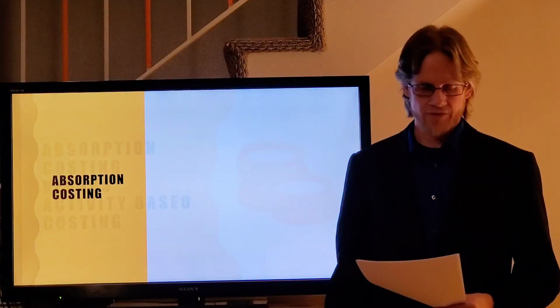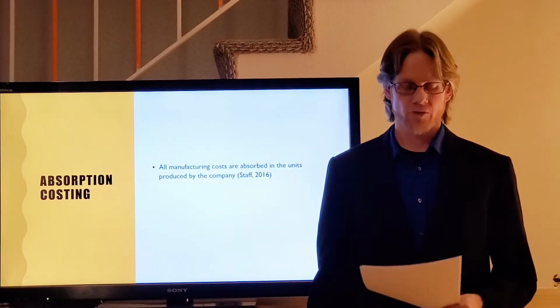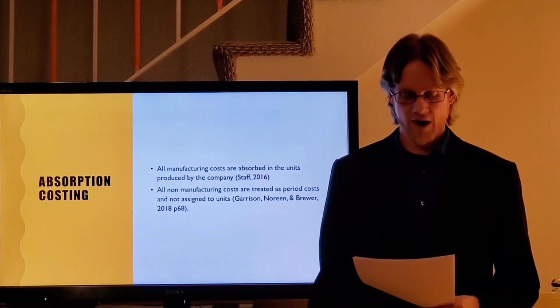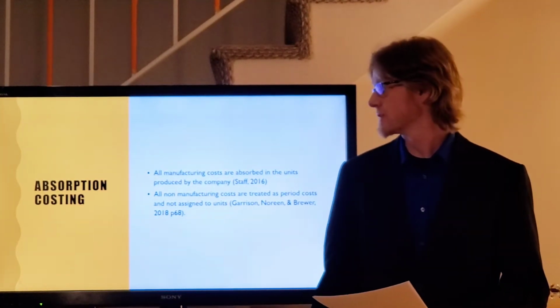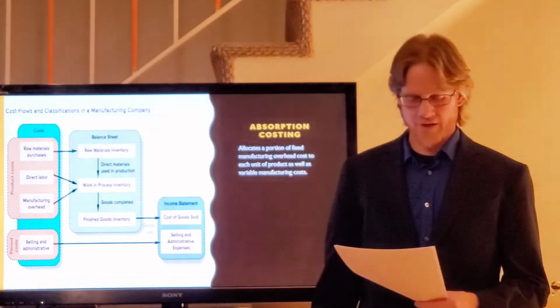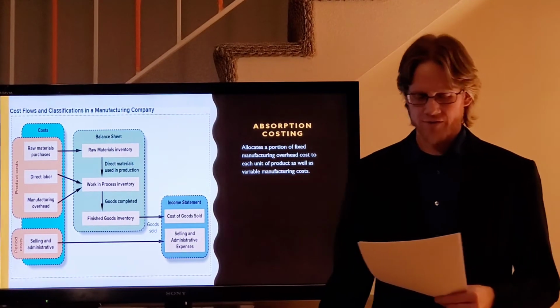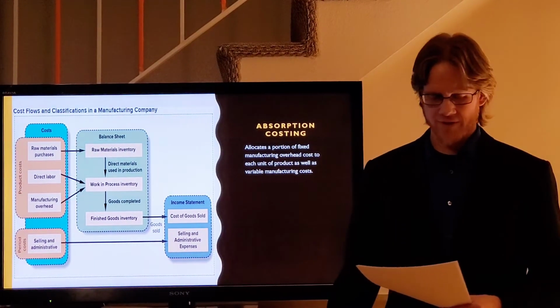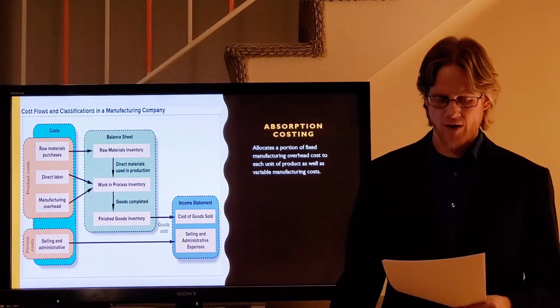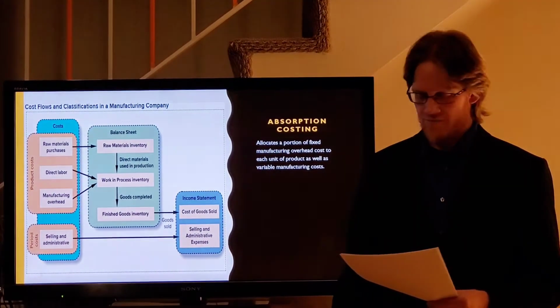Under the absorption costing method, all manufacturing costs are absorbed into the units produced by the company, and all non-manufacturing costs are treated as period costs and are not assigned to those units. Now, as you can see through this diagram, absorption costing allocates a fixed portion of manufacturing overhead costs to each unit of product, as well as the variable manufacturing costs.